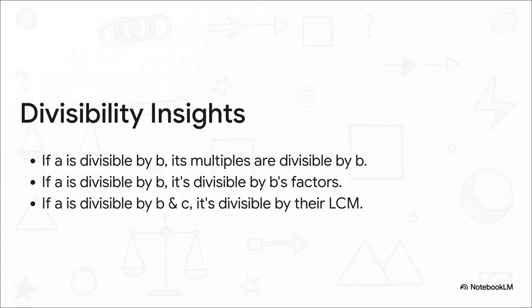And this brilliantly illustrates our core takeaways from the chapter. If A is divisible by B, all multiples of A are divisible by B. If A is divisible by B, it's also divisible by all the factors of B. And lastly, if A is divisible by two different numbers, B and C, it has to be divisible by their lowest common multiple. These are the absolute fundamental laws we've just visually and algebraically proven. They are the bedrock of the whole shebang.